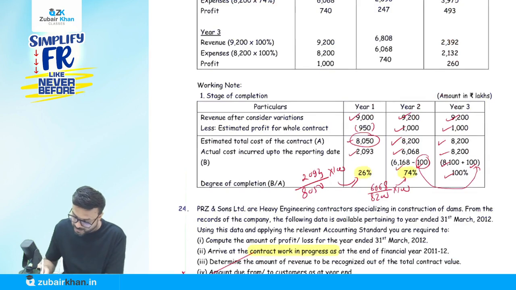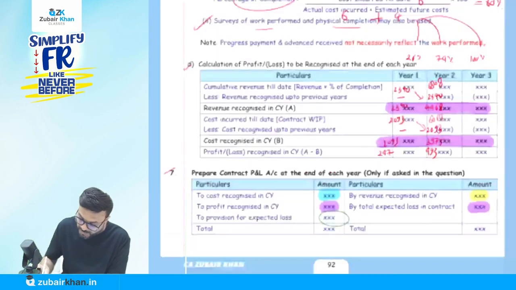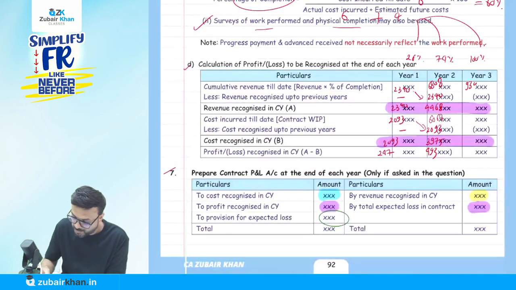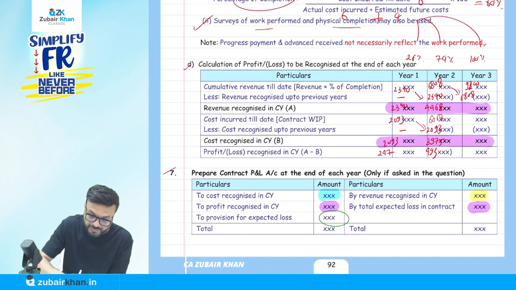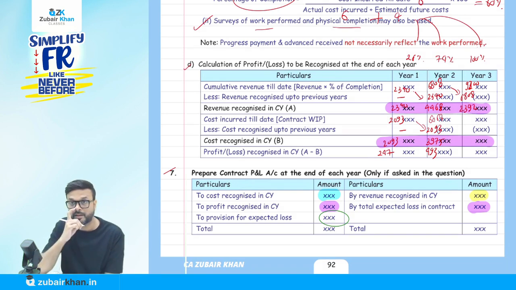Now the third year. How much is the total revenue in the third year? That is 9,200 multiplied by 100%, 9,200. How much did you recognize earlier? 6808. So 9,200 minus 6808 is coming to 2392.